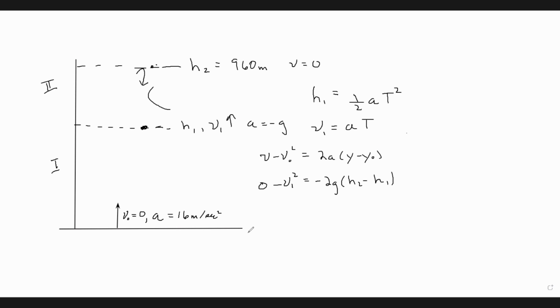All right, that doesn't look very helpful, but it is, because we know all of these quantities in terms of the unknown capital T. So minus V1 squared is minus A squared T squared equals minus 2g. h2 is known, 960 meters, and A is known. Minus, now what's h1? 1/2 a t squared. All right, now you can solve that for capital T.